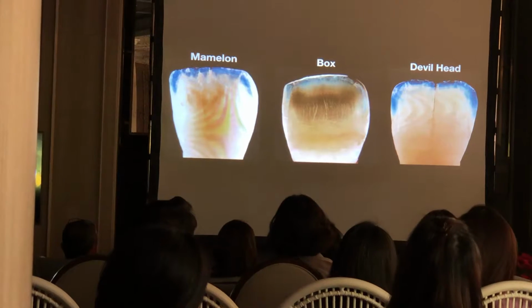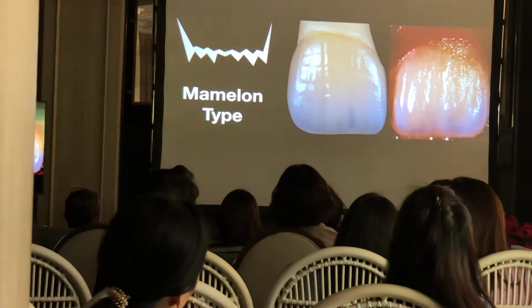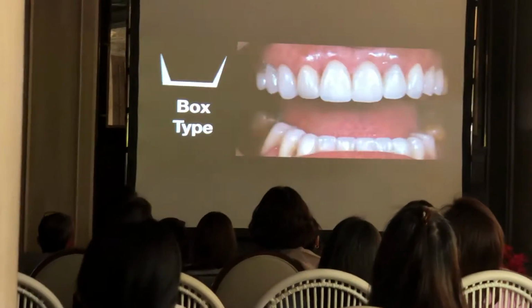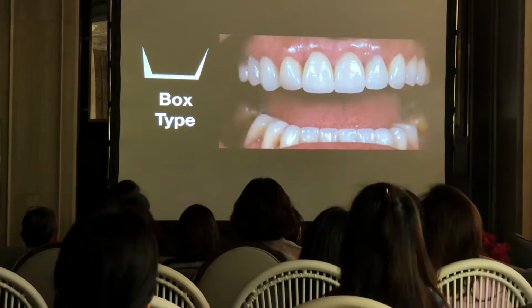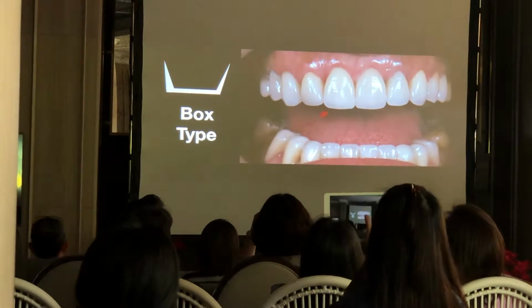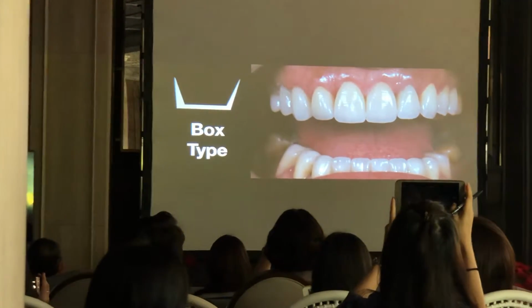So the first evaluation is the incisal edge. This is the Marbella type. This is the Marbella type. This is what we stain as the Marbella type. This is the box type. Okay? It's very simple. Box type. Box type. Light translucent here. It's very easy for you.